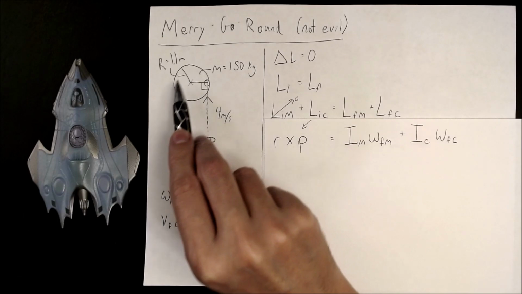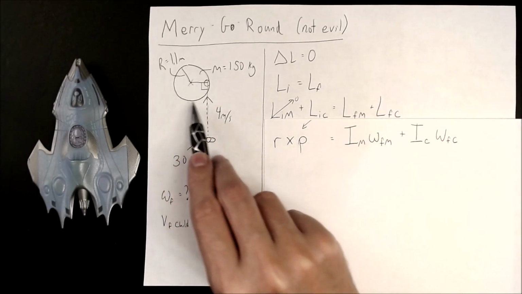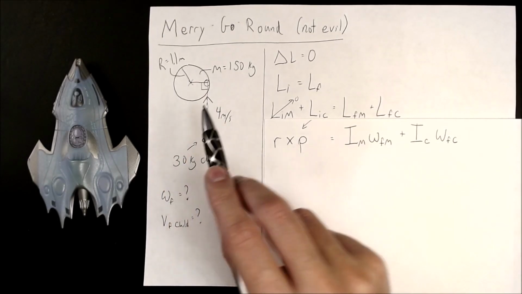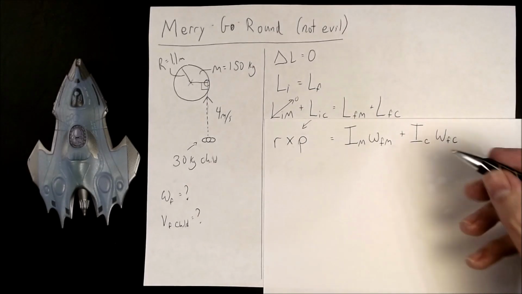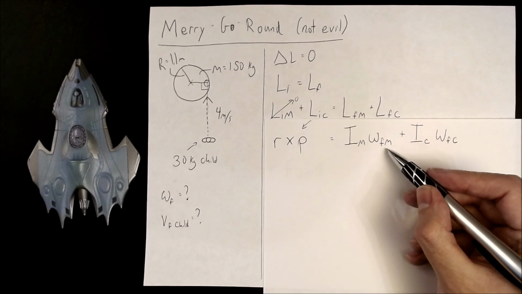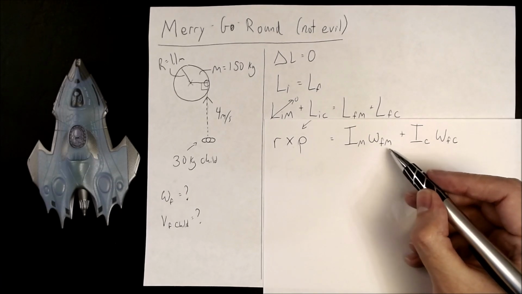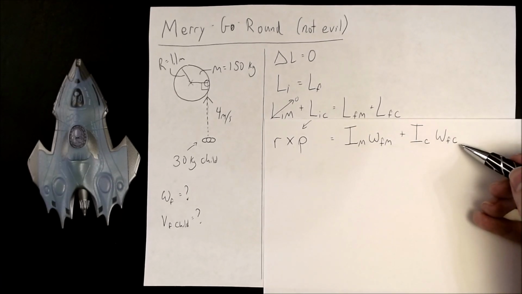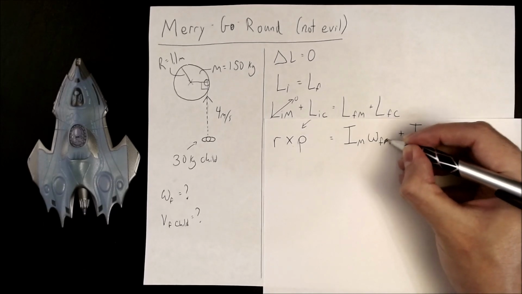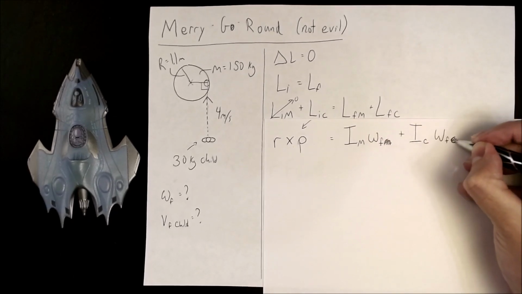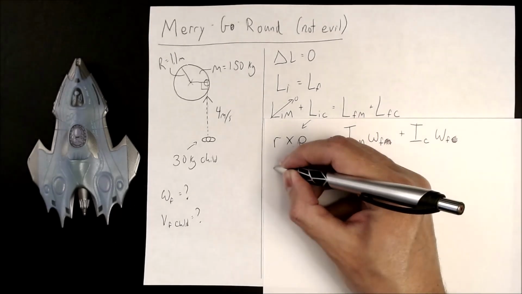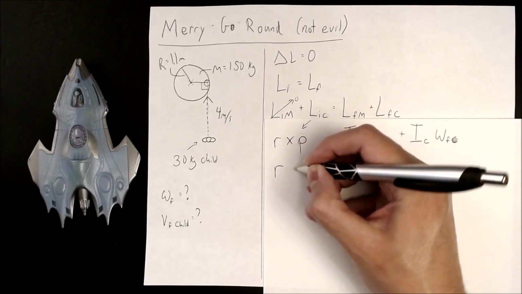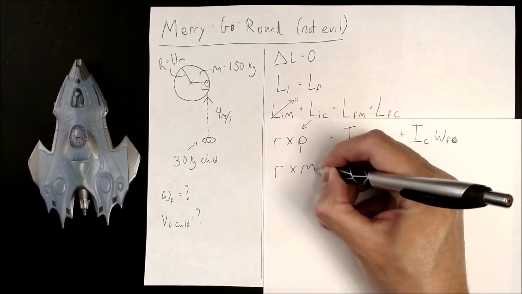Well, if the child has jumped onto the disk and that made it spin, well then the child is spinning with the disk. Therefore, the final angular velocity of the merry-go-round should equal the final angular velocity of the child. We can get rid of this and that right there because they're equal to each other. What is r cross p? R cross p is r cross mv.